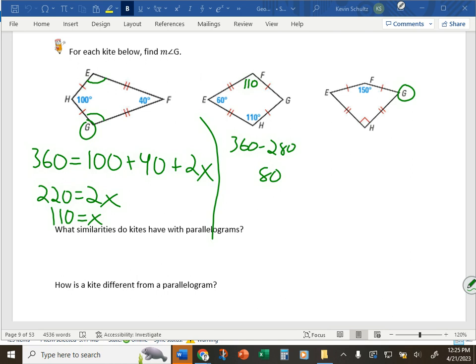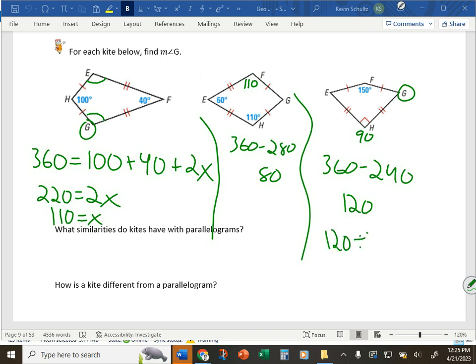The last one, angle G. Tell me what you got. Liesel, tell me how you got there. I got 60. I added 150 plus 90, and then I got 240. And then I subtracted that from 360, and I got 120. And then you divide that by 2. So this time we're again dividing by 2 because the angle we're solving for is one of two. Any questions on solving for angle G there? We divide by 2 because we didn't have the 2 angles.